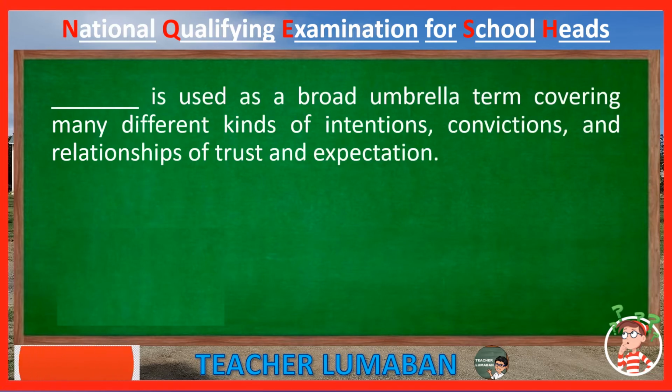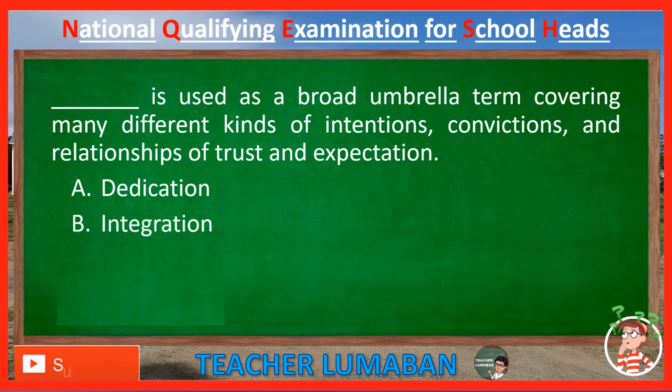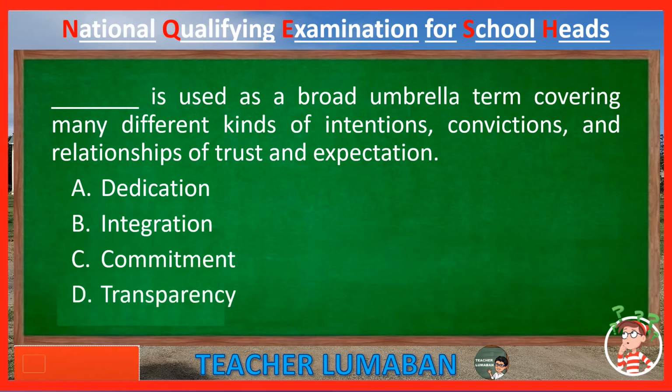Blank is used as a broad umbrella term covering many different kinds of intentions, convictions, and relationships of trust and expectation. Letter A, Dedication. Letter B, Integration. Letter C, Commitment. Letter D, Transparency. Choose the suitable answer based on the given choices in 5 seconds.